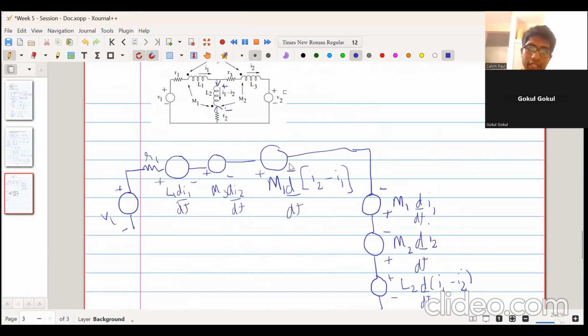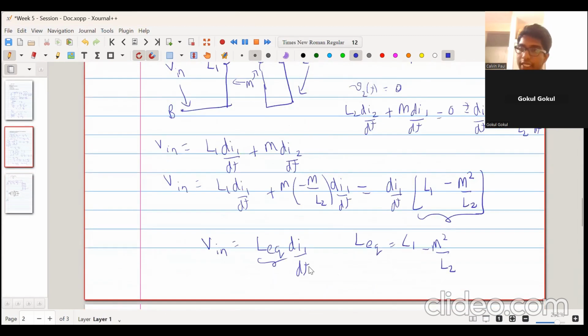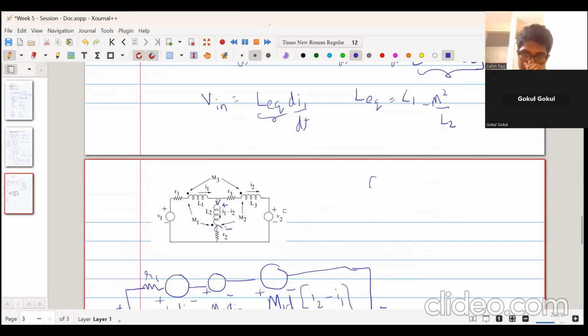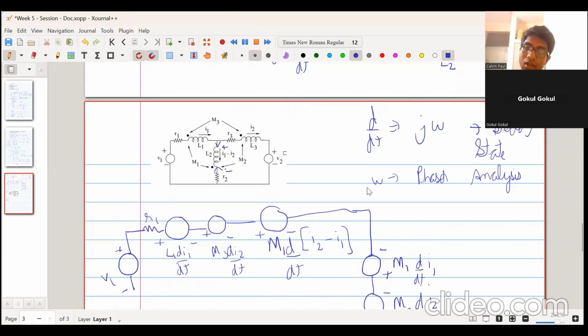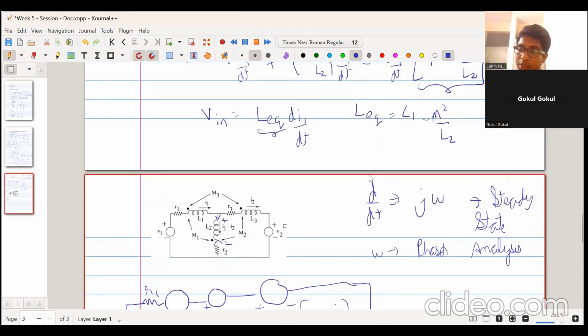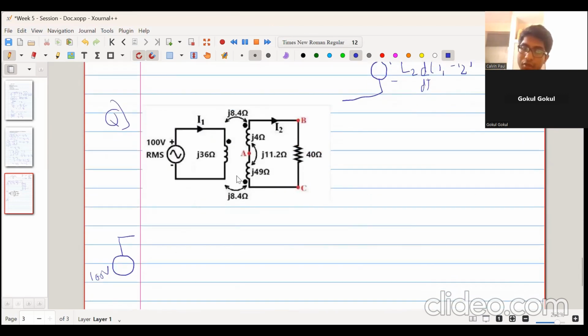And one more thing I forgot to say is wherever this d of dt is given, we replace it by j omega. This is for steady state. Last week we studied the concept of phasor analysis. That is at one particular frequency omega, which is the frequency of interest, where the phasor rotates in the counterclockwise direction with frequency omega. So in that case, we can apply phasor analysis and we directly replace d of dt by j omega. So that is what we will be doing over here.